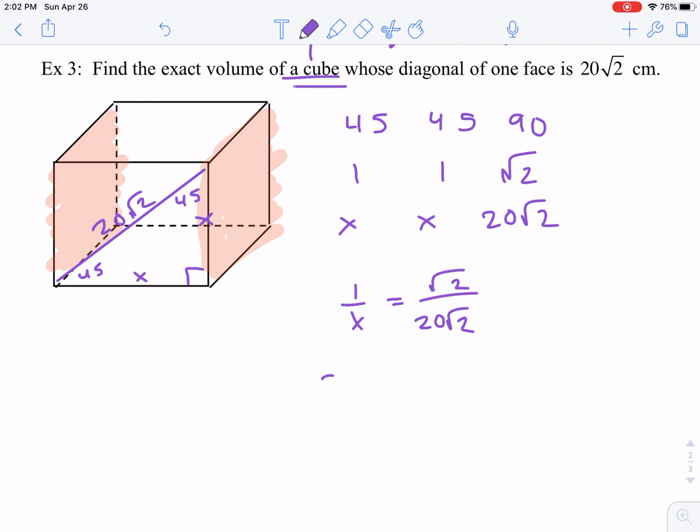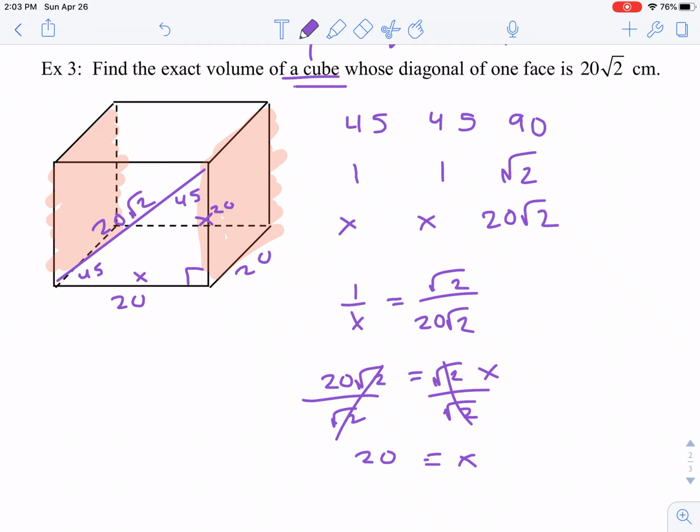Then I can cross multiply, and I can solve for my x by dividing by root 2. And so I get x must be 20. Okay. All right, so if I get x equals 20, then I know that all my sides are 20.